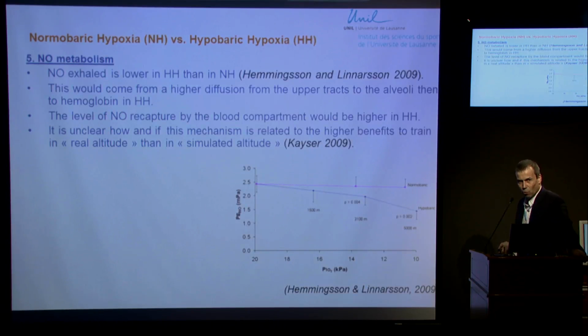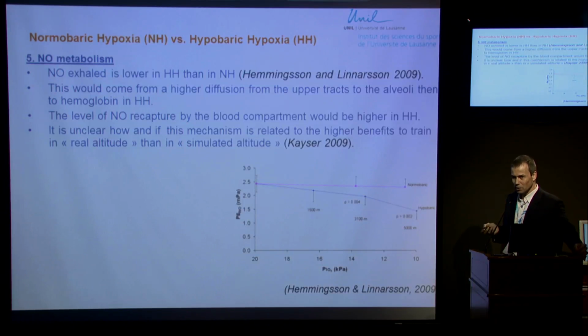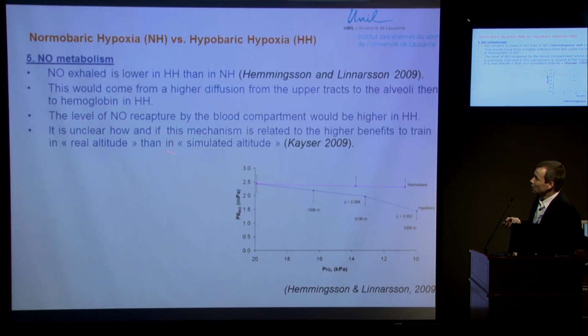Fifth point. We all know, thanks to Andrew Jones, that beetroot juice and NO are very, very important in all the endurance sports. So, the NO metabolism. And first, we know also from these people that exhaled NO is lower in HH than in NH. That might come, I'm very prudent, from a higher diffusion from the upper tracts to the alveoli than to hemoglobin in HH. That's probably something to do with the difference in nitrogen pressure that cannot be changed between the two conditions. So the level of nitric oxide recaptured by the blood compartment would be higher in HH. It has been speculated this way.